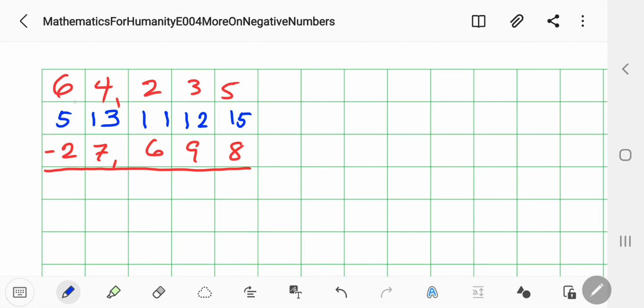So you now cross this out, and then 15 minus 8 is 7, and then 12 minus 9 is 3, 11 minus 6 is 5, and then 13 minus 7 is 6, and 5 minus 2 is 3. So your answer would be this one. Negative, I mean, oh no, positive. So as easy as that.